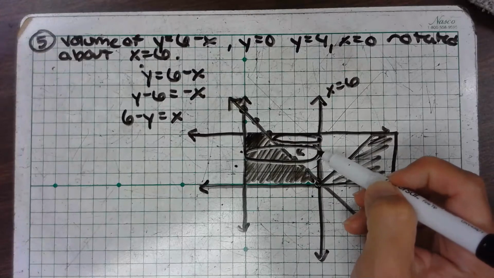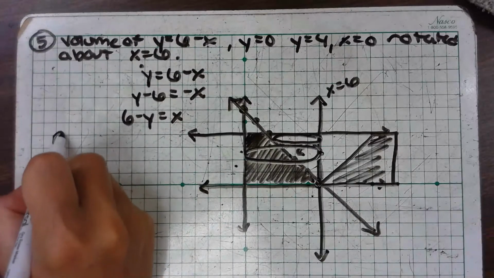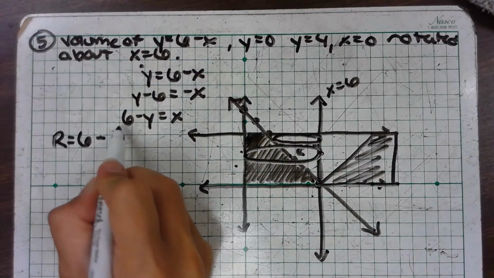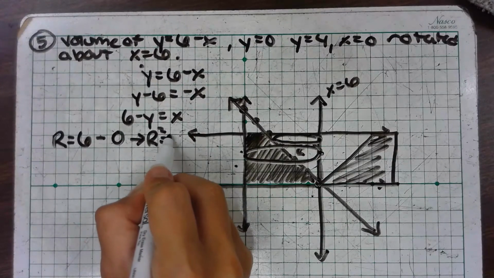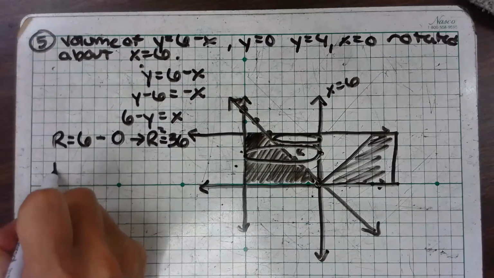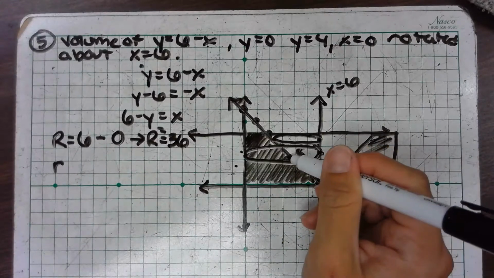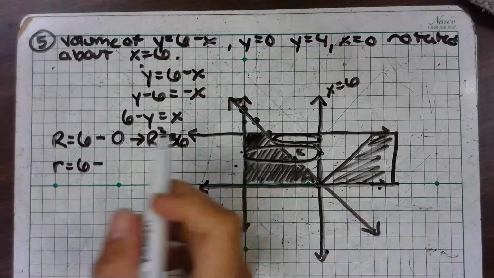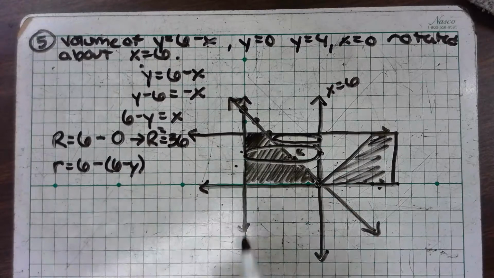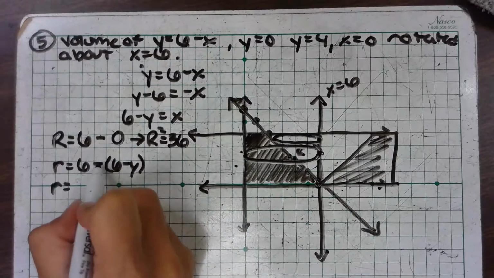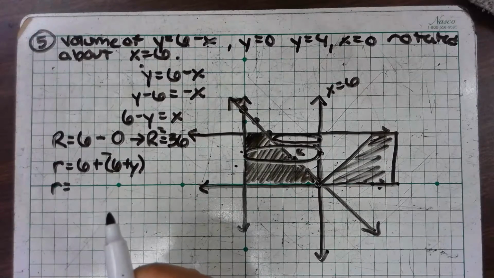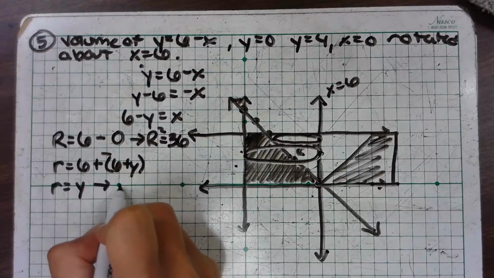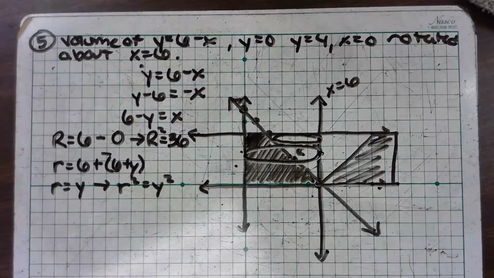So this time I'm doing the axis of rotation, which is 6, minus this line right here, which is 0. So here, big R squared is just going to be 36. Okay, little r, I'm doing it from right to left, so I'm doing the axis of rotation first, minus this line right here, which is 6 minus y. Okay, if I clean that up, that makes just y. And so therefore, when I do little r squared, it's going to be y squared.